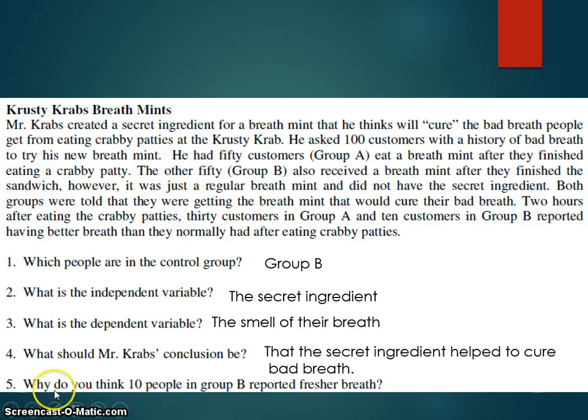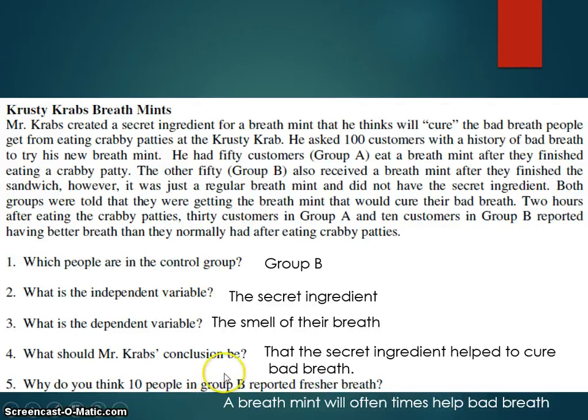Okay, and then this can be a few answers to number 5. Why do we think that 10 people in Group B reported fresher breath? I simply said the breath mint will oftentimes help bad breath, so help give you better breath. So they are still getting a breath mint, so that might be why they reported. And maybe you have another example or reasoning why 10 people in Group B might have fresher breath. Might be something you've heard of before in the past when it comes to experiments, so maybe you can comment on that when you get to class tomorrow.